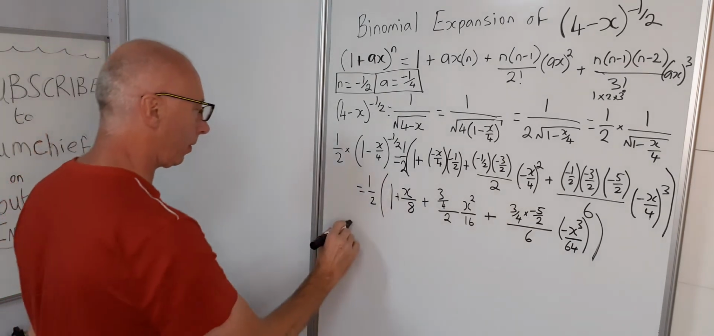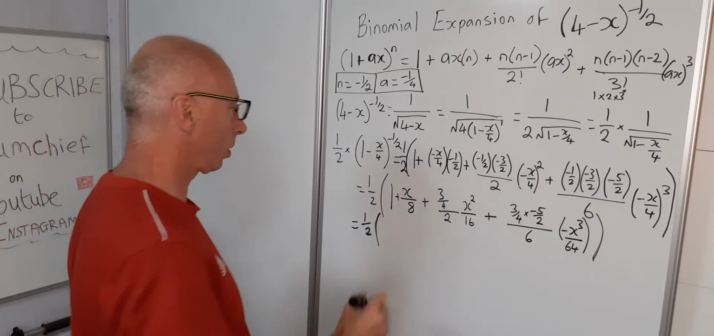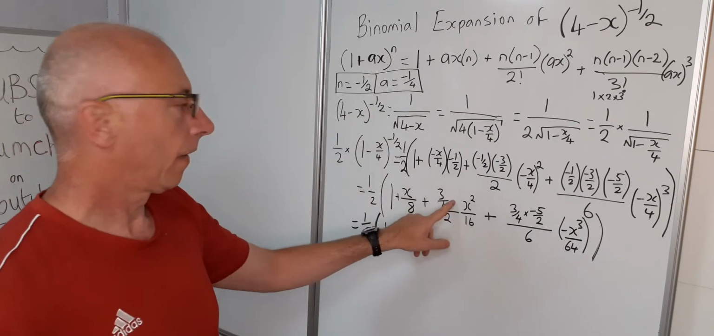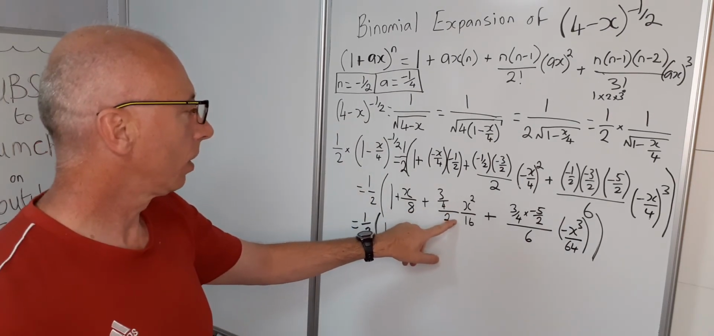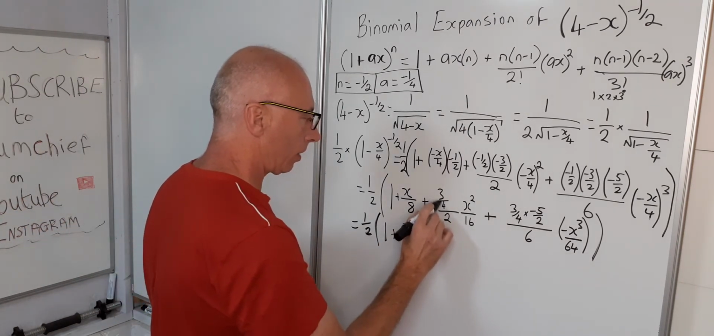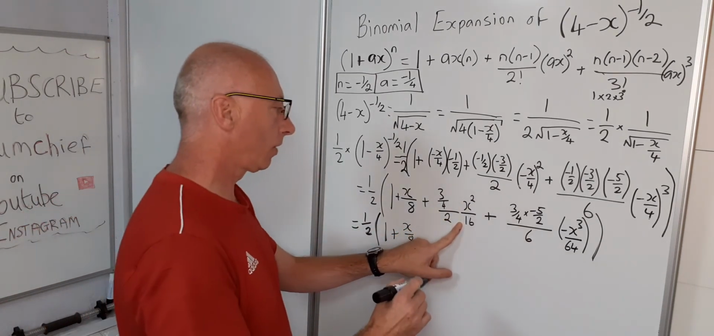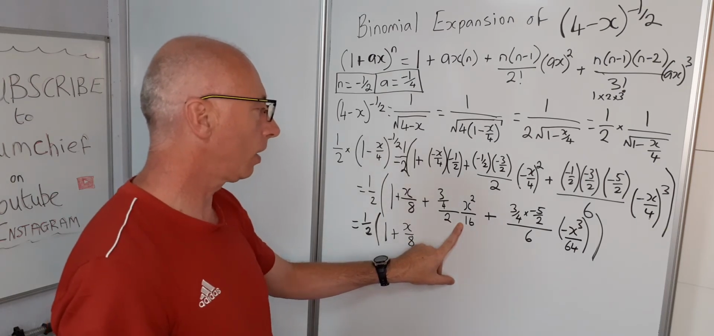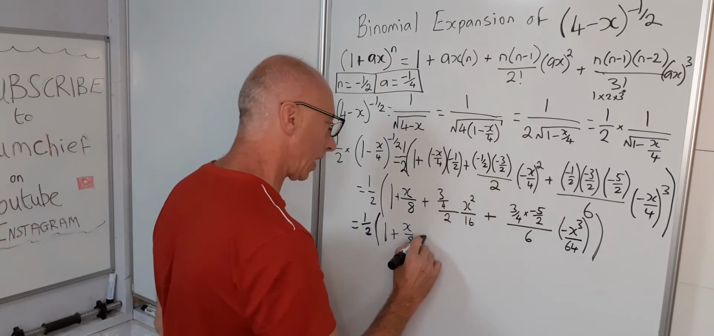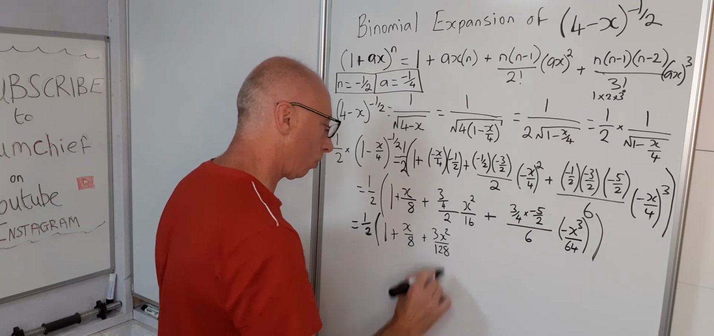Okay, let's simplify a little more again. Keep the 1/2, we'll come to that at the end. First 2 terms are good to go: 1 plus x/8. Okay, now this one. 3/4 divided by 2 will give us 3/8. So that there is 3/8. And then 3/8 times x squared over 16 will give us 3x squared over, so 3/8 times 16 is 3/128. So that's plus 3x squared over 128.